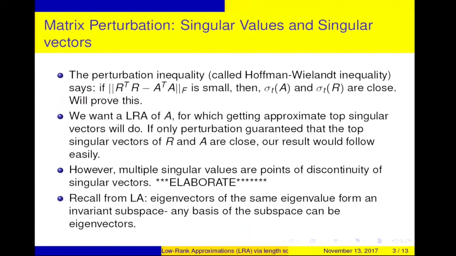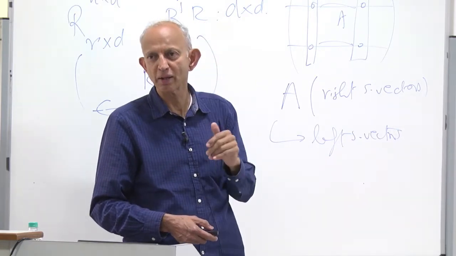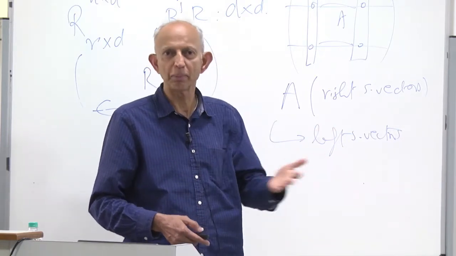But before all that, please do recall from linear algebra that if you had ties for, say, eigenvalues, you have a bunch of eigenvectors. They form an invariant subspace. And I could have chosen, in linear algebra, any basis of the subspace to be my eigenvectors. And that's the reason for the discontinuity, right? So if you flip things a little bit, you might flip from one basis to another. And so that's a complete flip of the eigenvectors.